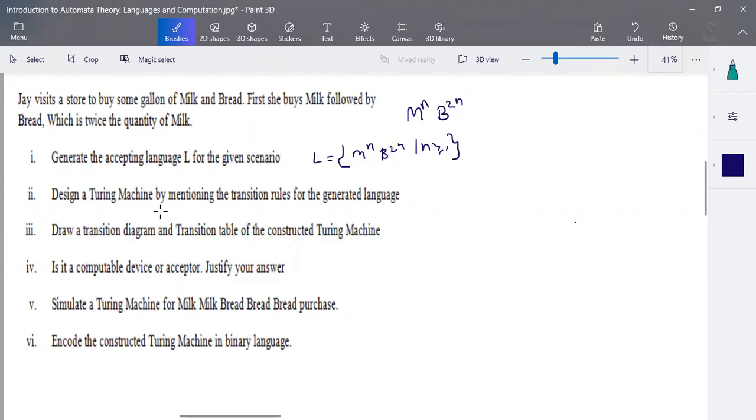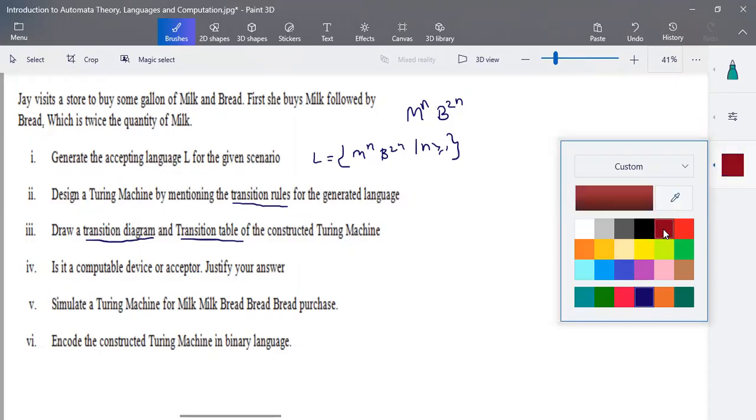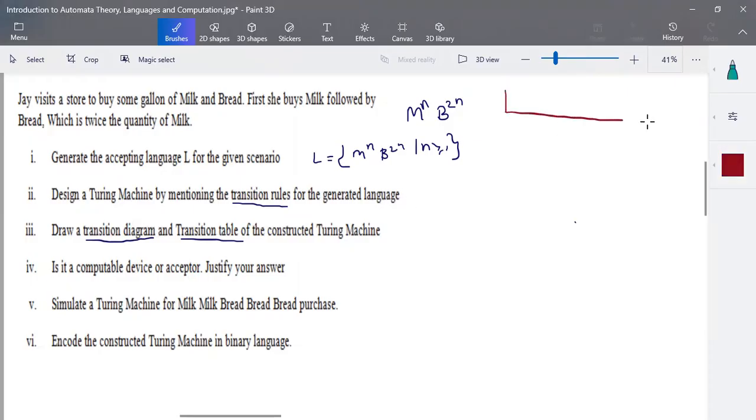Now you're going to design a Turing machine for the generated language by mentioning the transition rules. So I want to construct a Turing machine with transition rules, draw the transition diagram, and the transition table for the Turing machine. So I have two questions covered in this place. I always prefer the easy way of doing it, by constructing the transition diagram. Then I'll show you how to write the transition rules and how to write the transition table for it.